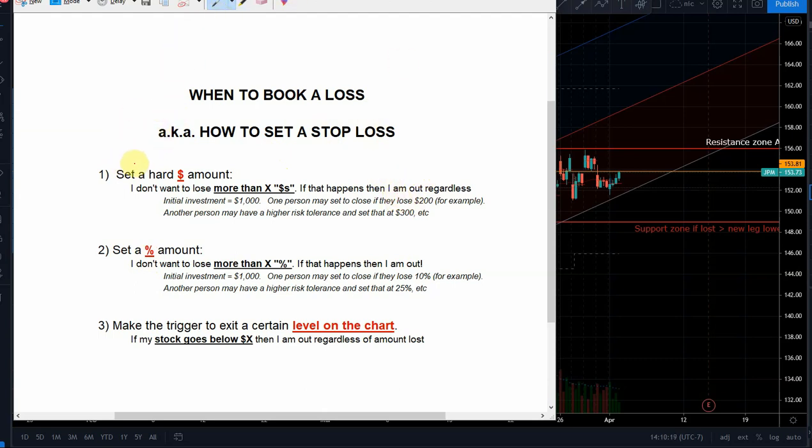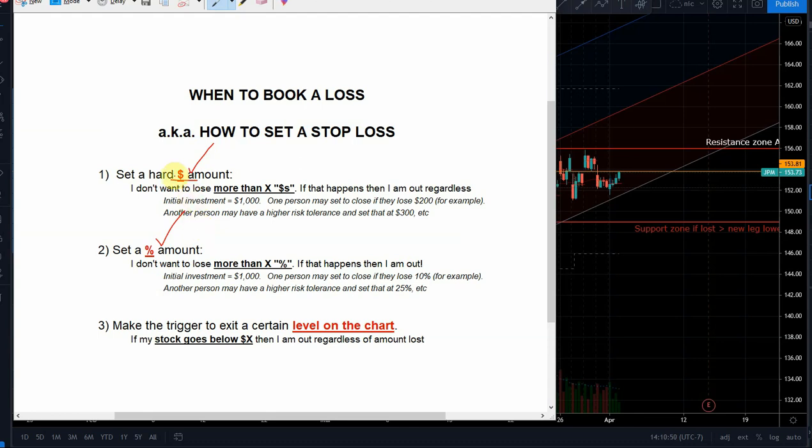So one, I set a hard amount as a dollar amount. If I see $200 for one person, $300 for another person on $1,000 risk, maybe that's their stop out level. So set a dollar amount. That's one way. The other way, set a percentage amount. I don't want to see more than 20%, for example. Some people 25, some person 10. Some person will say, you know what, this type of trade, I'll take 50%, I don't care, before I stop out.